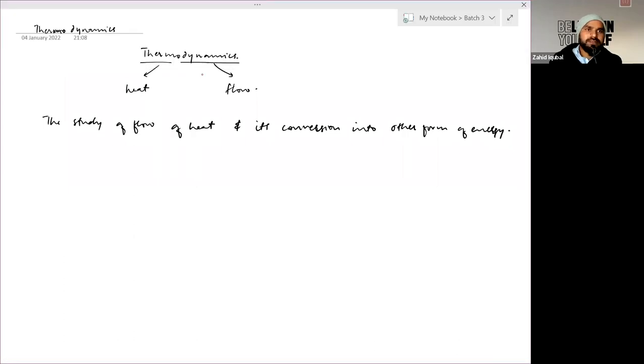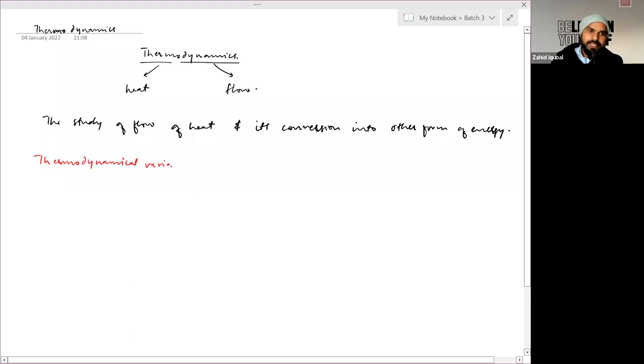So to start with thermodynamics, let me define some basic concepts or basic terms which will be used in this entire chapter. First is thermodynamical variable. These are the physical quantities such as number of moles, pressure, volume, temperature, which may define the condition of gas at any instant of time.